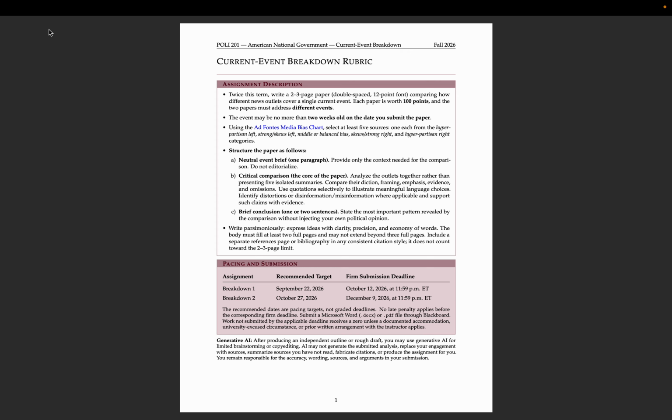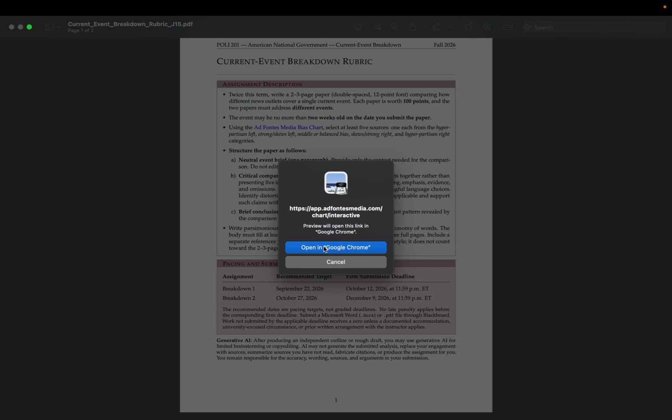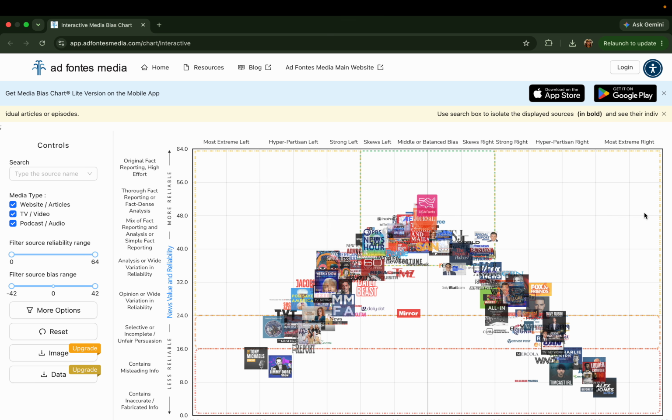In this assignment, you're going to compare different news outlets and how they cover a specific news event. So, what you're going to do is select something happening in the world, some exciting news event, say the Strait of Hormuz opens, right? And then on the rubric here, you're going to go to the Ad Fontes Media Bias chart. And what you're going to do here is go through all of these news sources and choose 5 of them, okay?